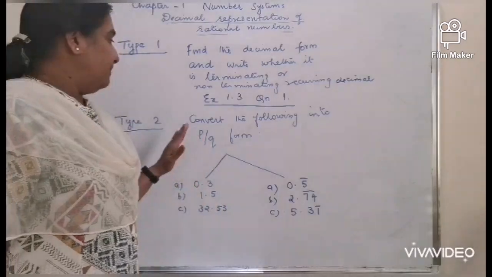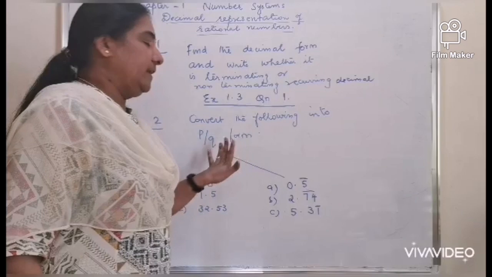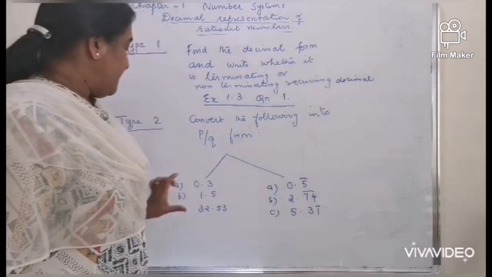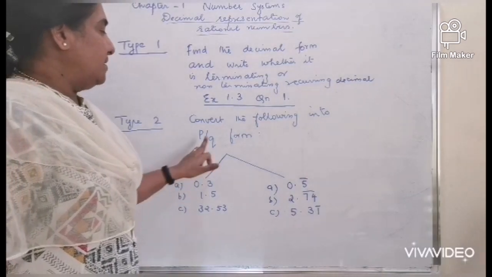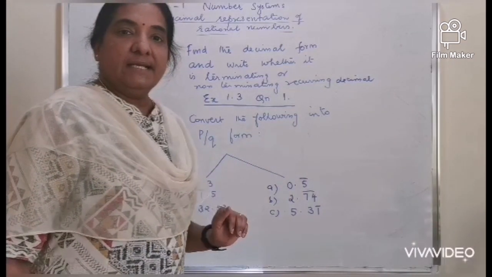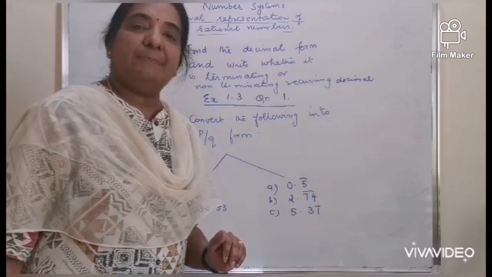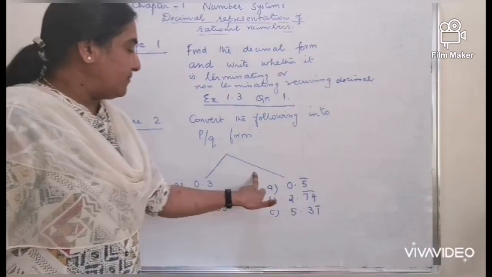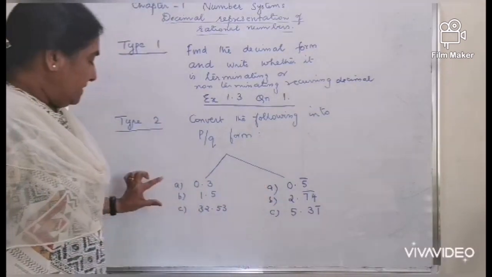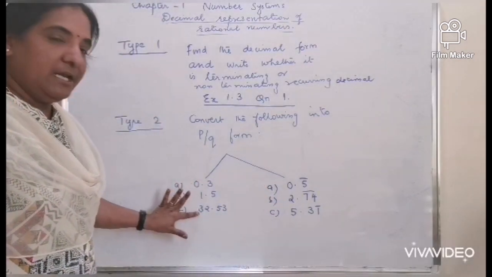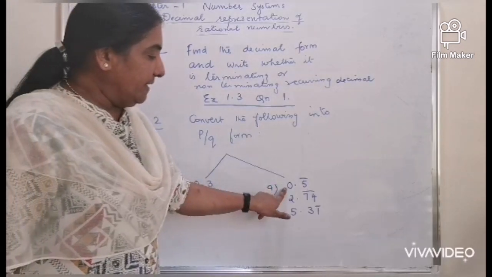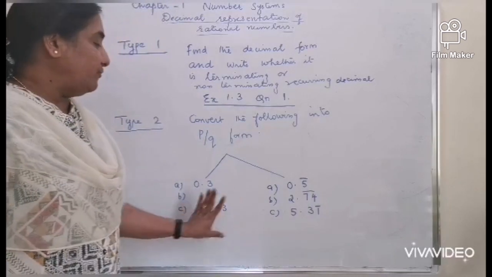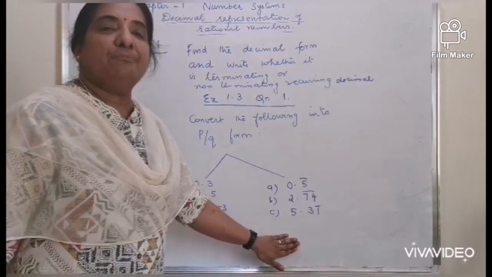Question 2: convert the following into P by Q form. That means the decimal representation will be given and you will be asked to write it as a rational number in the P by Q form. There are two types of questions which will be asked: terminating decimals and non-terminating recurring decimals. How do you present both of them in the form of P by Q?